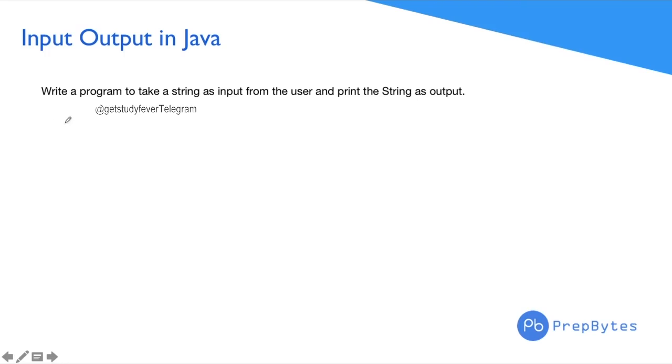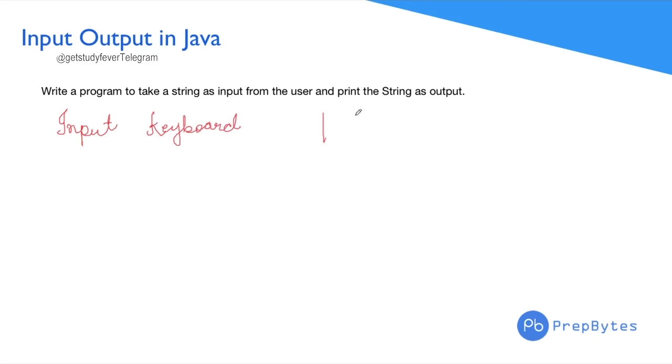We have to know how to take input from the user. So for that, let's discuss how the user generally gives their input. Generally when we are writing the program, we take input from the user via a keyboard. And the user sees the output via a console. The output is printed on the console.